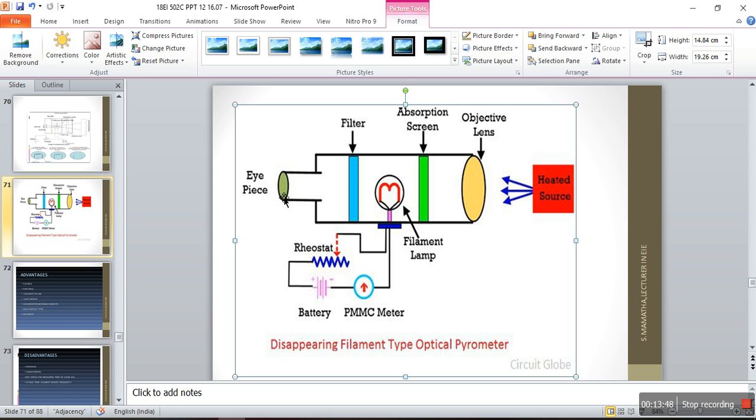When the rheostat current is varied such that the radiance coming from the source and from the filament are both equal, at that situation, when we are watching from the eyepiece side, the filament does not appear. That's why it is called the disappearing filament type of optical pyrometer.